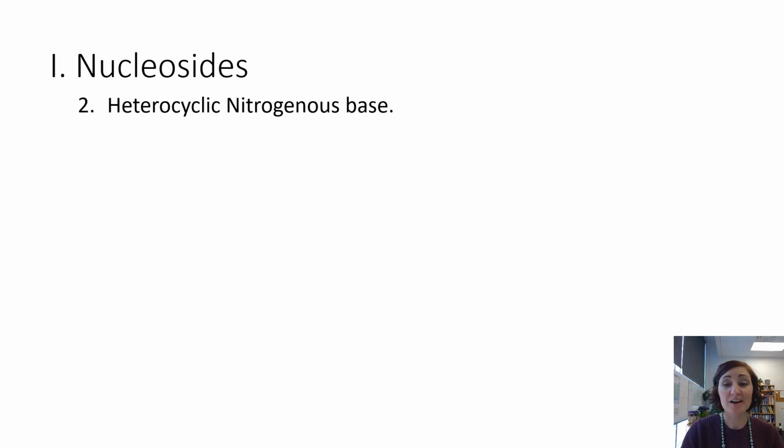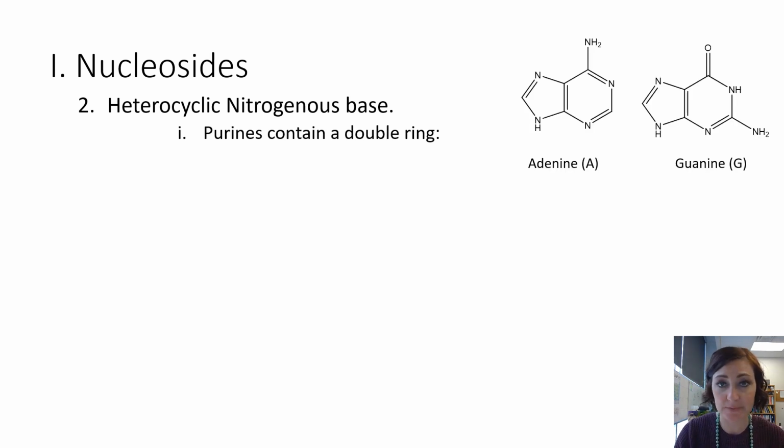All right, let's talk about the second part of the nucleosides. We have the monosaccharides, but we also have a heterocyclic amine, or as most people like to call it, a nitrogenous base. So it means it's a base that has a nitrogen in it. There are two types of heterocyclic amines that are used in DNA and RNA. The first is a purine. If you have a purine, it has a double ring. So adenine and guanine are examples of purine heterocyclic nitrogenous bases.